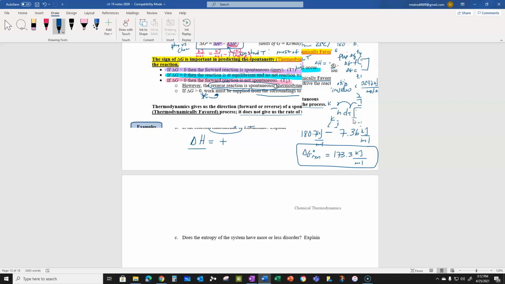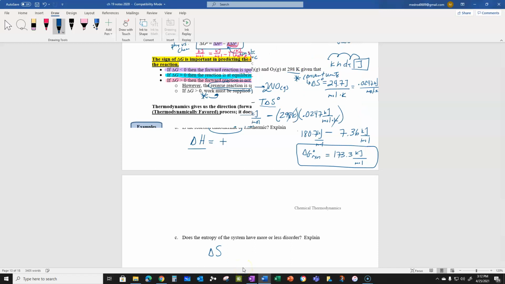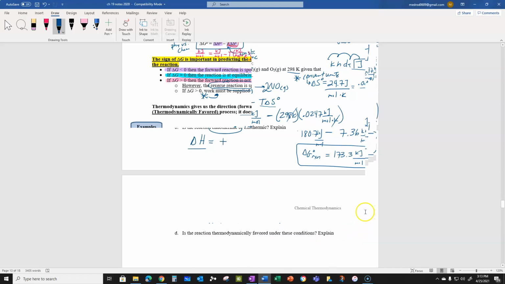Does the entropy of the system have more disorder or less disorder? So we're looking at delta S. Now my delta S value up here was positive. And what do we know when it's positive? That means I have created more disorder. Okay, I have more particle movement because it's positive. I don't have a lot. I mean, it's only 24, but I do have particle movement. It's not negative.